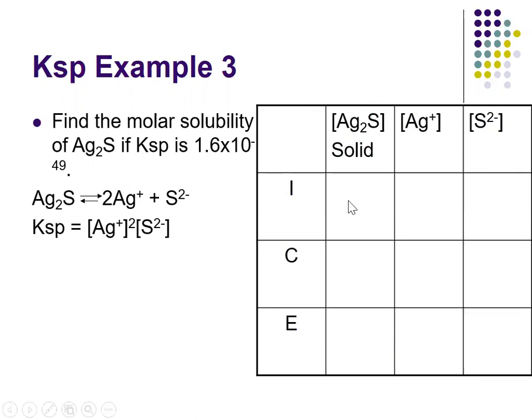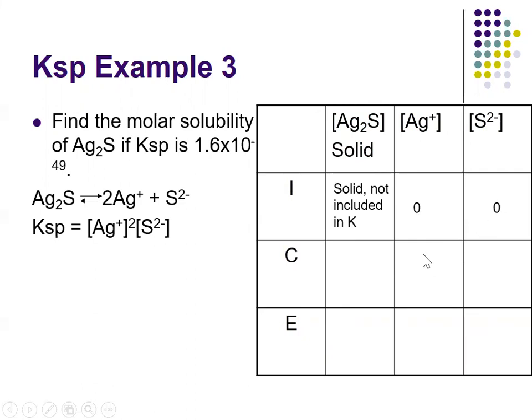Now, does it really matter what this is right now? Our Ksp is not the I, is it? That's usually a mistake most people make. They want to plug in 1.6 times 10 to the negative 49 right here. That is wrong. What's my concentration of Ag2S before it dissolves? 0. I don't care about any of this. All this is solid, not included. This is 0, and S2- is 0.